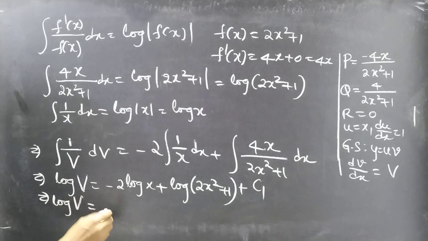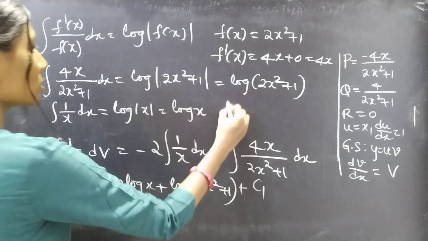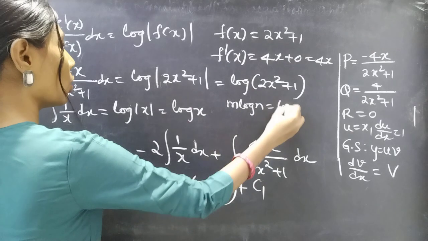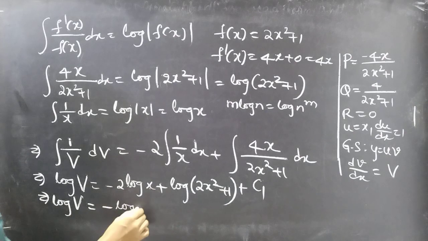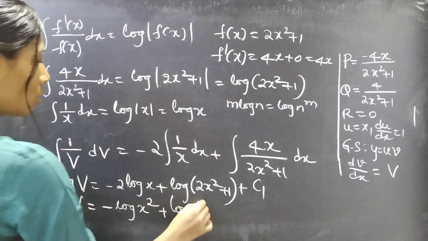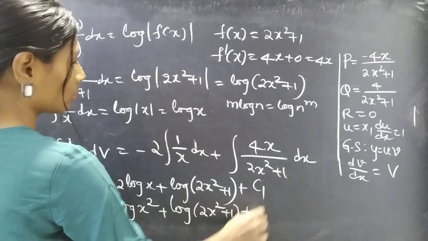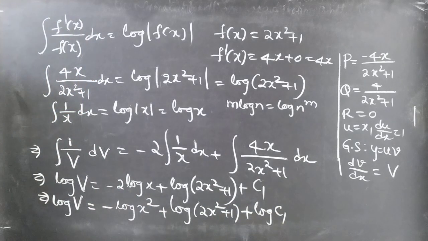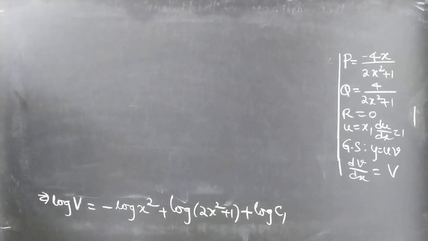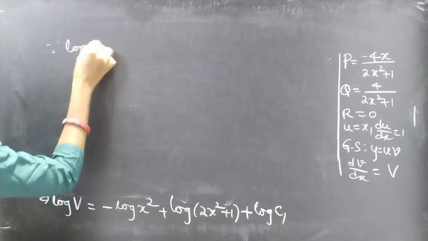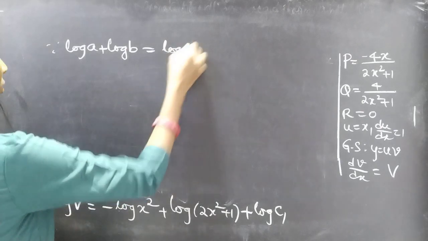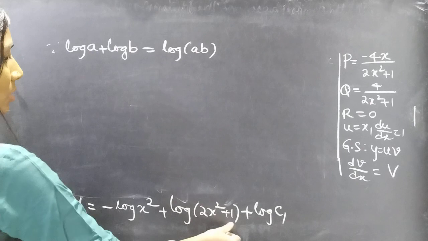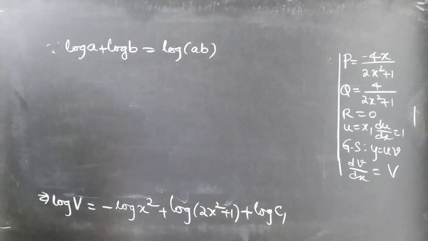Then log v equals minus 2 log x plus log 2x square plus 1 plus log c1. Since we know that m log n equals log n power m, we can write 2 log x as log x square. Since we know that log a plus log b equals log ab, we can write log 2x square plus 1 plus log c1 as log c1 into 2x squared plus 1.